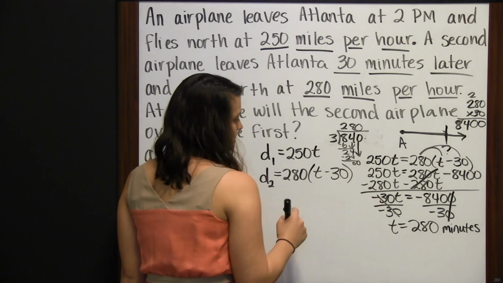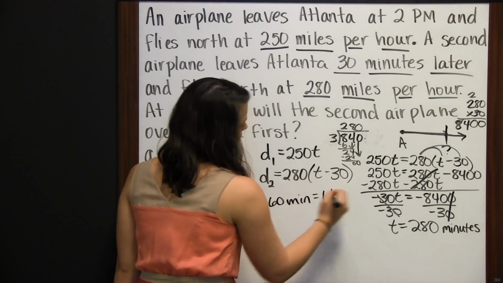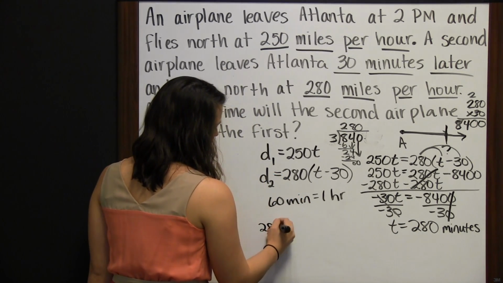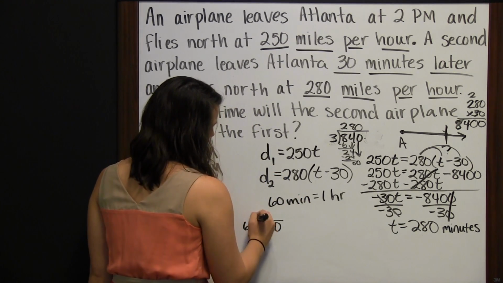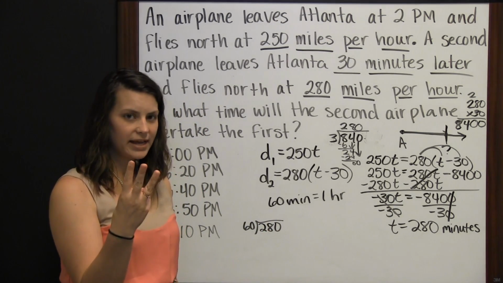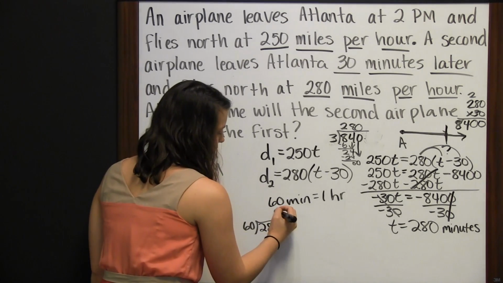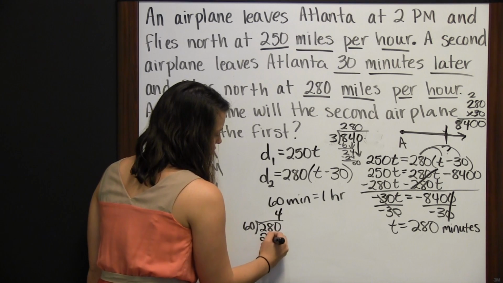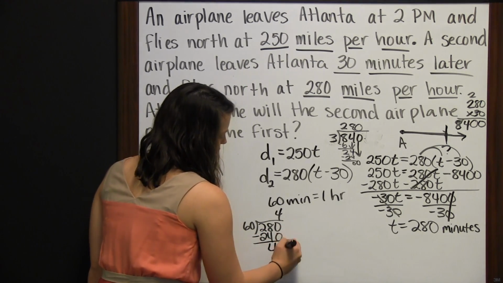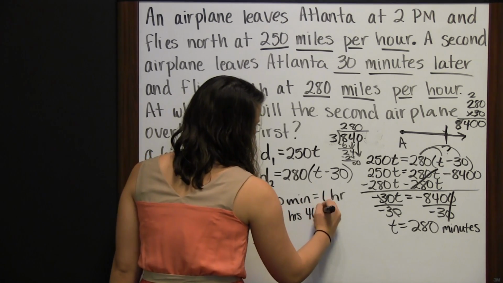To convert these minutes into hours, there are 60 minutes in 1 hour, which means we need to divide 280 by 60. So we've got 60, 120, 180, 240. So 60 goes into 280 4 times and you get 240. You subtract and you get a remainder of 40 minutes. So that's 4 hours, 40 minutes.